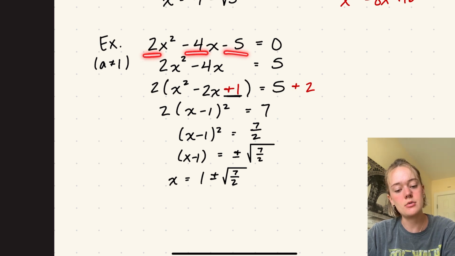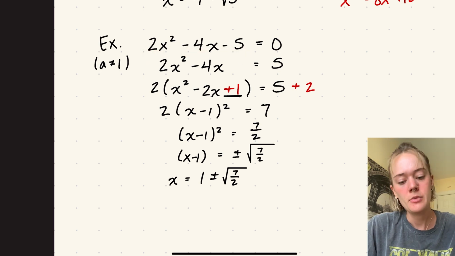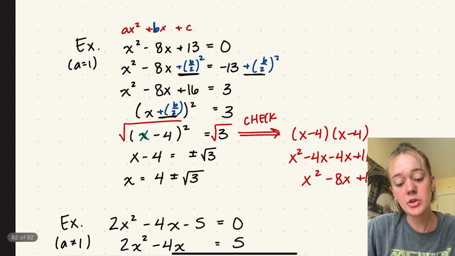So this is our example where a is not equal to 1, and there's not something that we can easily factor out of all three of these for my a to become 1. And then this was our first example. So this is how I complete the square.